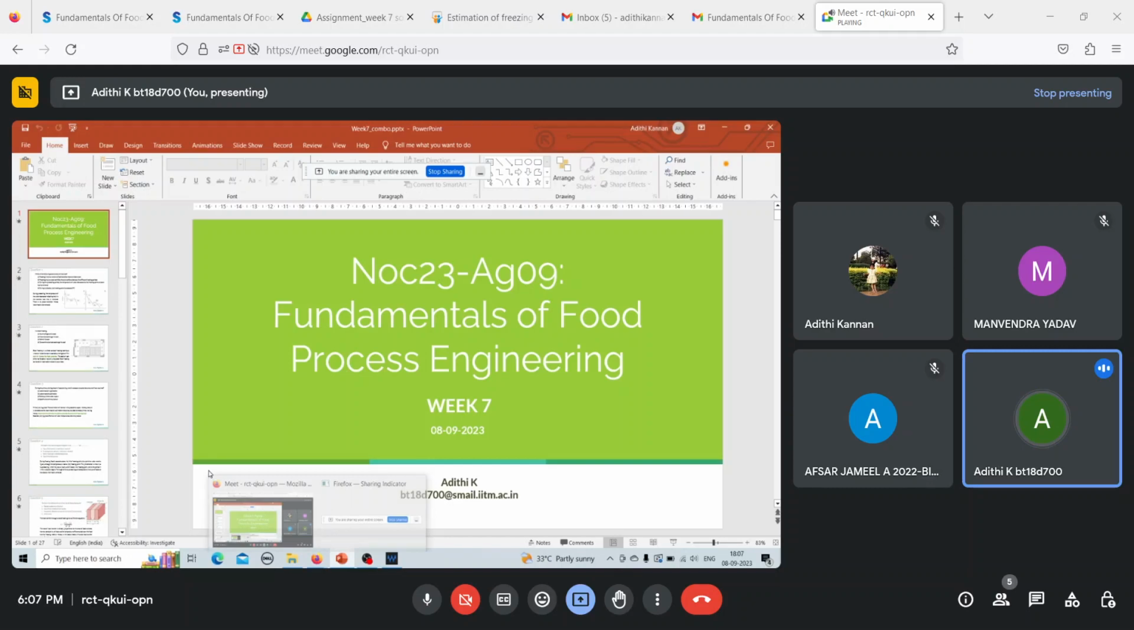Welcome to the next problem solving session for the course Fundamentals of Food Process Engineering. In this particular session, we'll be solving problems related to the week 7 syllabus that includes freezing and freeze drying concepts. This week, we'll have a lot of theory based questions, and some of them will be numericals, majorly involving the freezing time calculation, which we'll be discussing in this session. We'll start with the questions.